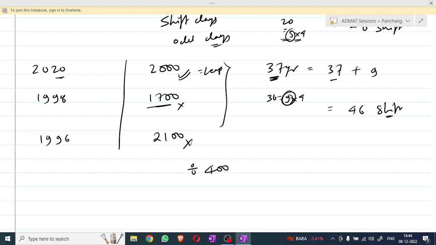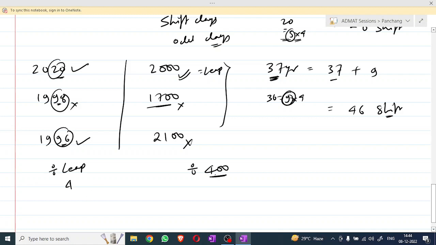Now, if there are digits in the last two places, these are called non-century years. For non-century years, the rule is: is it divisible by 4? Is it a multiple of 4? Yes, it is leap. Is it a multiple of 4? Yes, it is leap. Is this a multiple of 4? No, it is not. This is how we test whether a year is leap or not. If it is a century year, we test it for 400. If it is a non-century year, we test it for divisibility by 4.